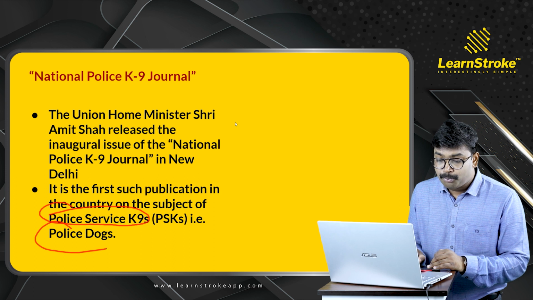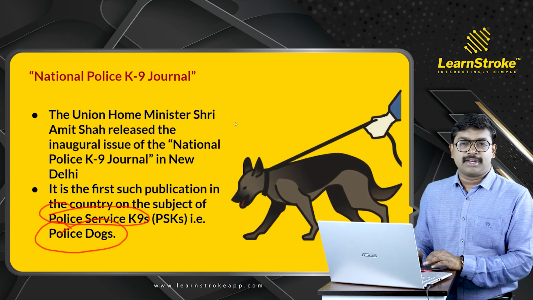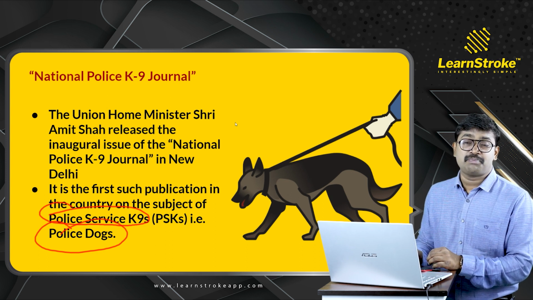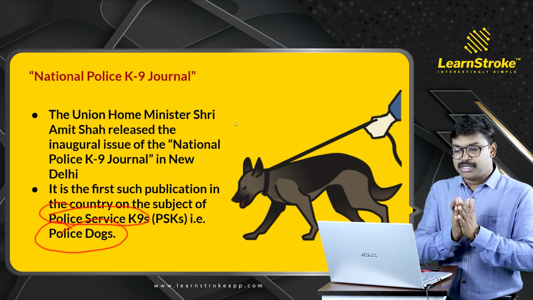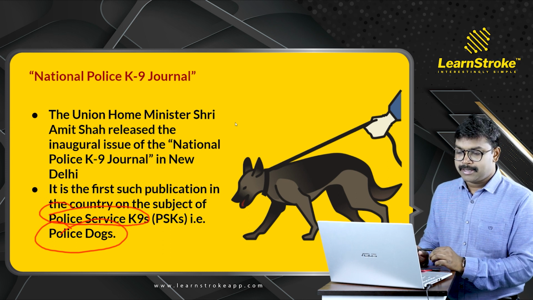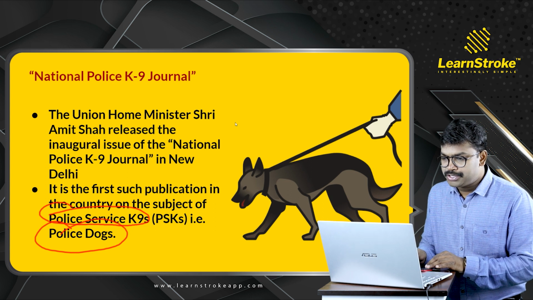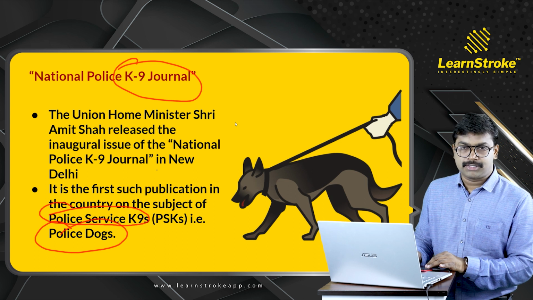It is actually related to the police dogs. That is an important point. So K9 Journal is related to the police dogs, which are called police service canines, or PSKs. It is a publication, the first such publication in the country on the subject of police service canines, and that is police dogs. So if you see something relating to a canine journal, it's nothing but the PSKs or the police service canines.